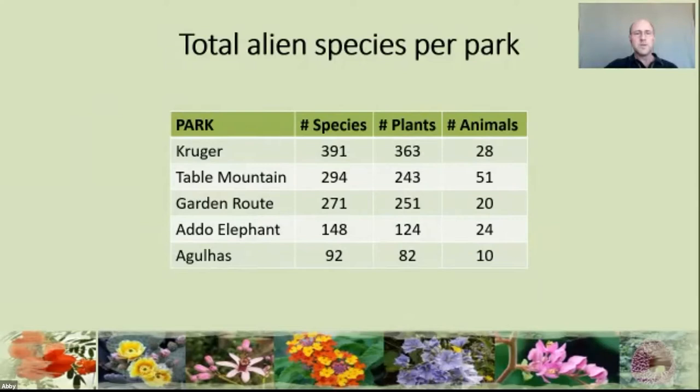Just taking some of the most invaded parks out, you can see Kruger has got the most species, just under 400 species. Around 360 of those are alien plants. Now, obviously, not all of these are invasive. It's just the comprehensive list of everything that we've found to date. Table Mountain, just under 300 alien species, and then Garden Route with about 270 alien species. So you can see these parks have to deal with a substantial number of plants or animals between them.